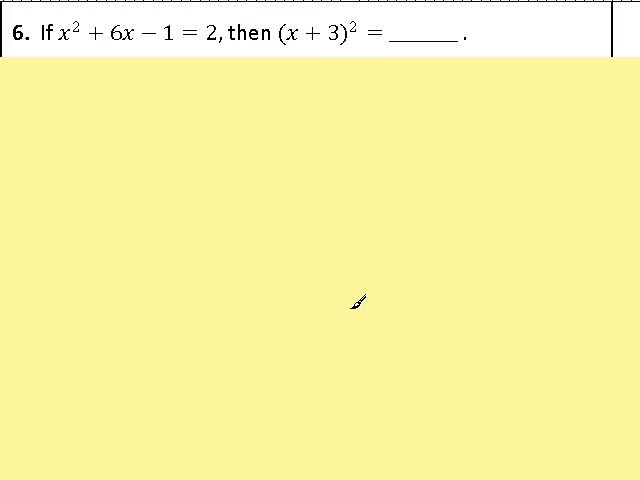Number 6 is a type of problem that we've done in class, and you should recognize the wording, and that what we're being asked to do here is simply to complete the square. So we're going to complete the square of this quadratic. All right, let's start by adding 1 to both sides. And we have x squared plus 6x is equal to 3. And now fill in with blanks. Half of 6 is 3, squared is 9, so we add that to both sides.